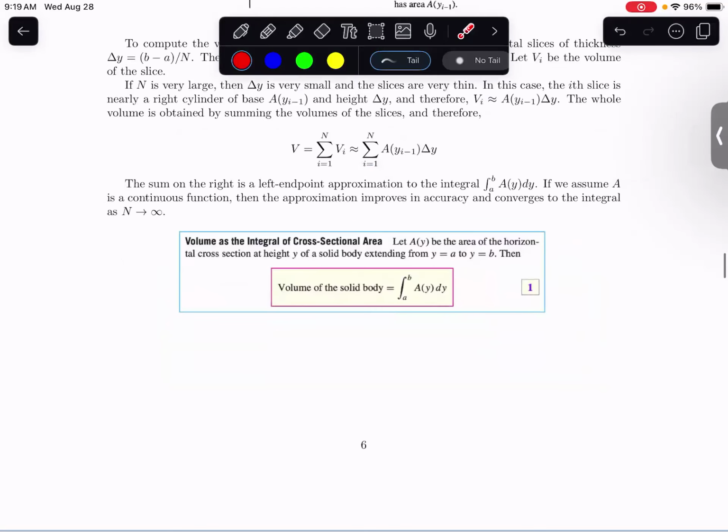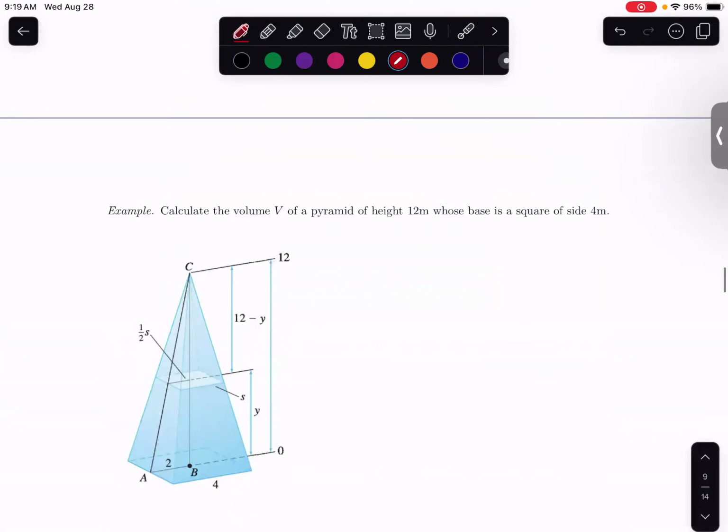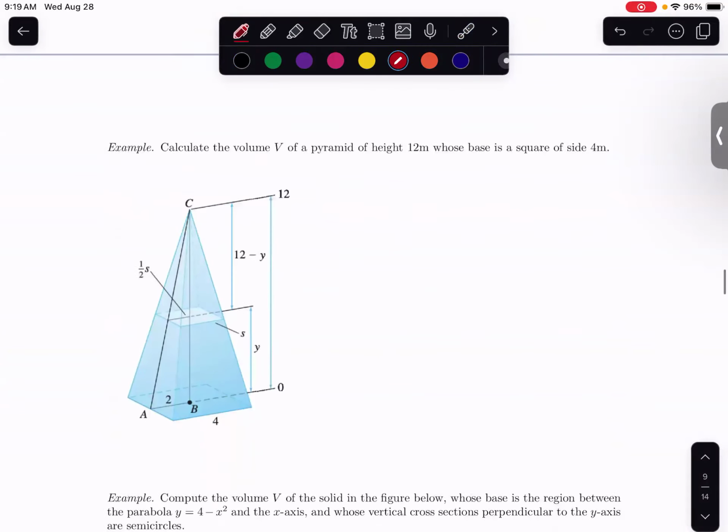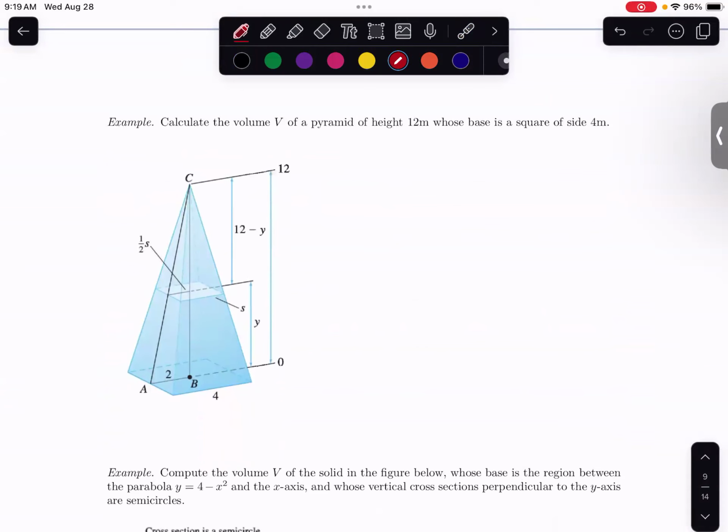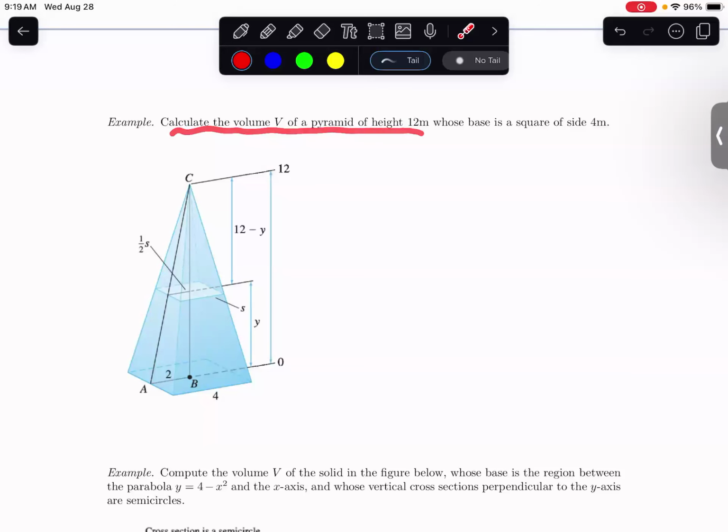And so there's 3 examples I want to go through today. And after the 3 examples, hopefully this will be a little bit more clear. So the first example, we're looking at a pyramid. So it wants you to calculate the volume V of a pyramid whose height is given by 12 meters and whose base is a square of side lengths given by 4 meters.